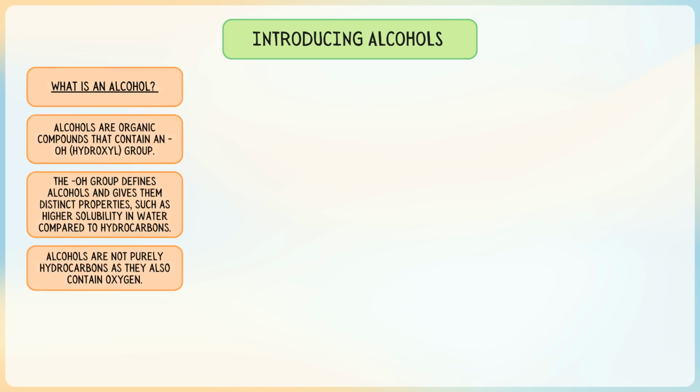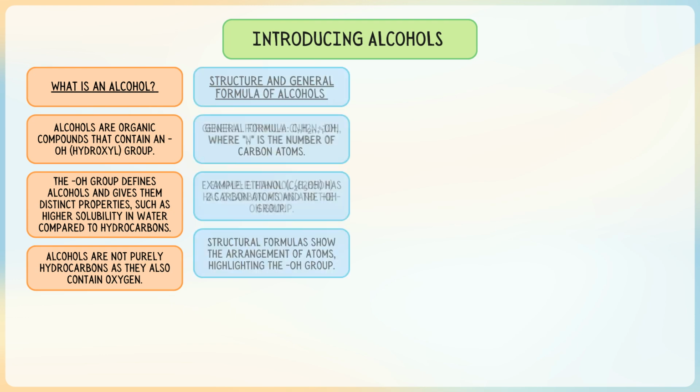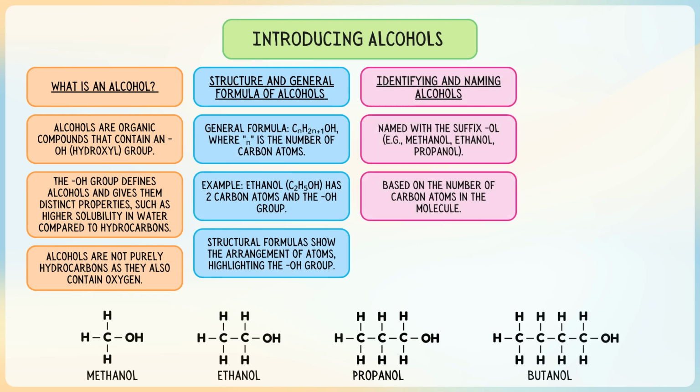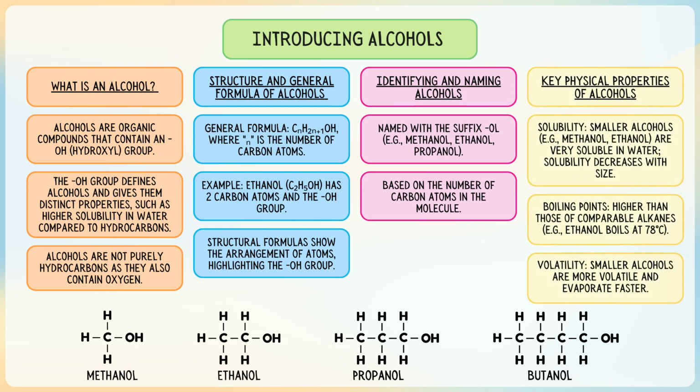In today's lesson, we introduced alcohols, a class of organic compounds characterized by the presence of an OH group, often referred to as a hydroxyl group. We explored their general formula CnH2n+1OH, and how alcohols are named based on the number of carbon atoms. We also touched upon their physical properties and reactivity. Understanding alcohols helps us gain a deeper understanding of organic chemistry and prepares us for learning more about their reactions and applications in future lessons.